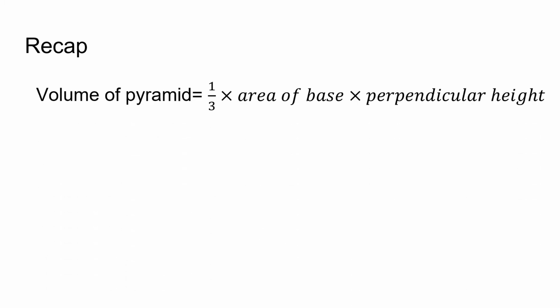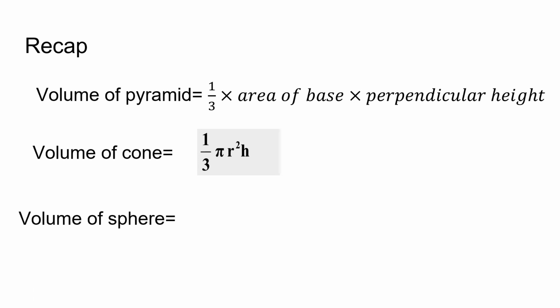Let us take a recap of what we did in class today. We looked at the volume of a pyramid, which is 1/3 multiplied by the area of the base multiplied by the perpendicular height. We also looked at the volume of a cone, which is 1/3 pi r squared h. And thirdly, we looked at the volume of a sphere, which is 4/3 pi r cubed.